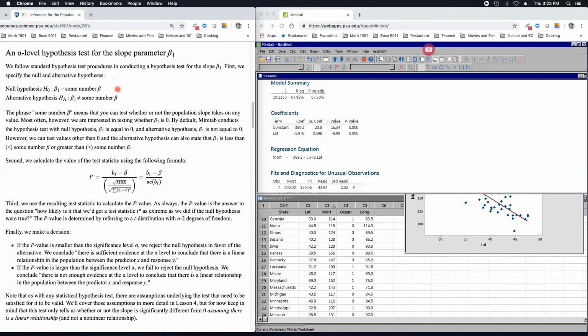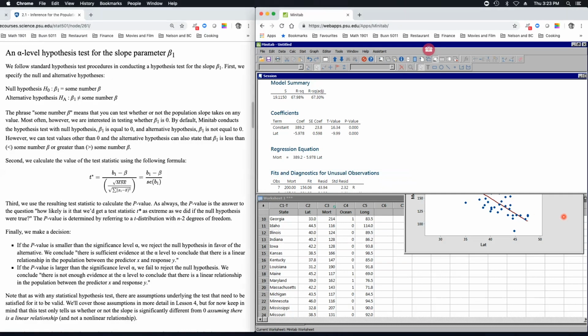Well, that means we're setting up our null hypothesis as beta 1 equals some number beta. And our alternative hypothesis is that beta 1 is not equal to that number. Typically, the number we're most interested in is 0 for the slope. So if beta is 0 in this formula, this part just goes away, and we have B1 divided by SE of B1. That's what this column in the coefficient table is. It's the t-statistic for testing whether the parameter is 0.